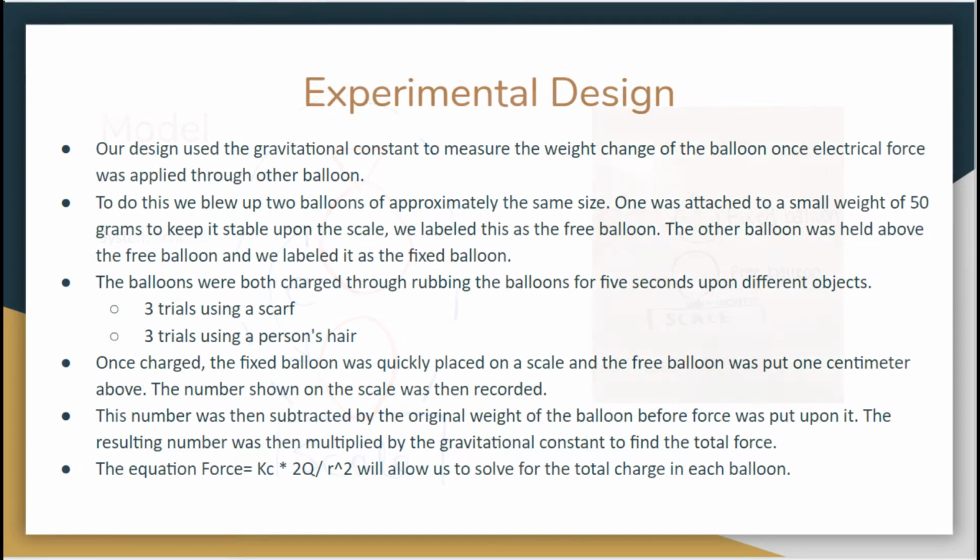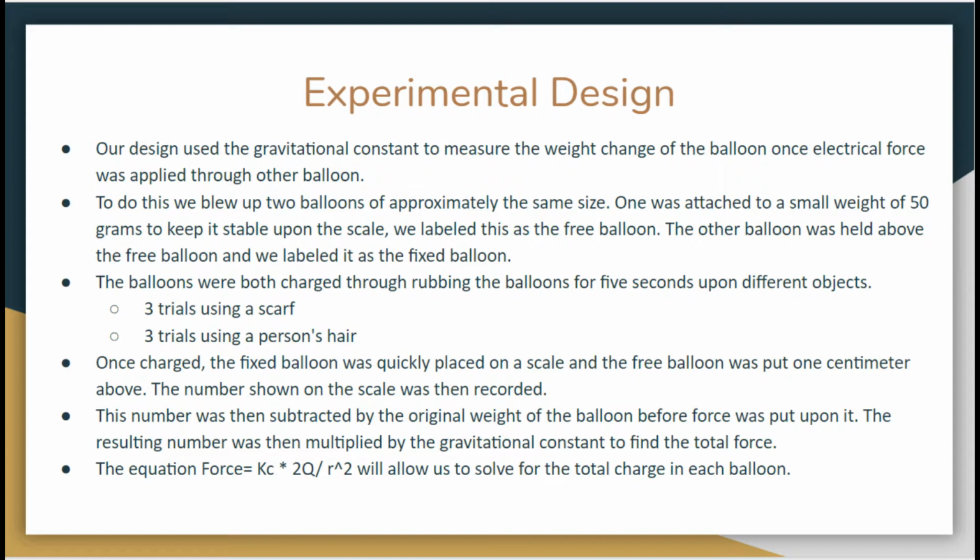Experimental design: our design used a gravitational constant to measure the weight change of a balloon once electrical force was applied through the other balloon. To do this, we blew up two balloons of approximately the same size. One was attached to a small weight of 50 grams to keep it stable upon the scale. We labeled this as the free balloon. The other balloon was held above the free balloon, and we labeled it as the fixed balloon.